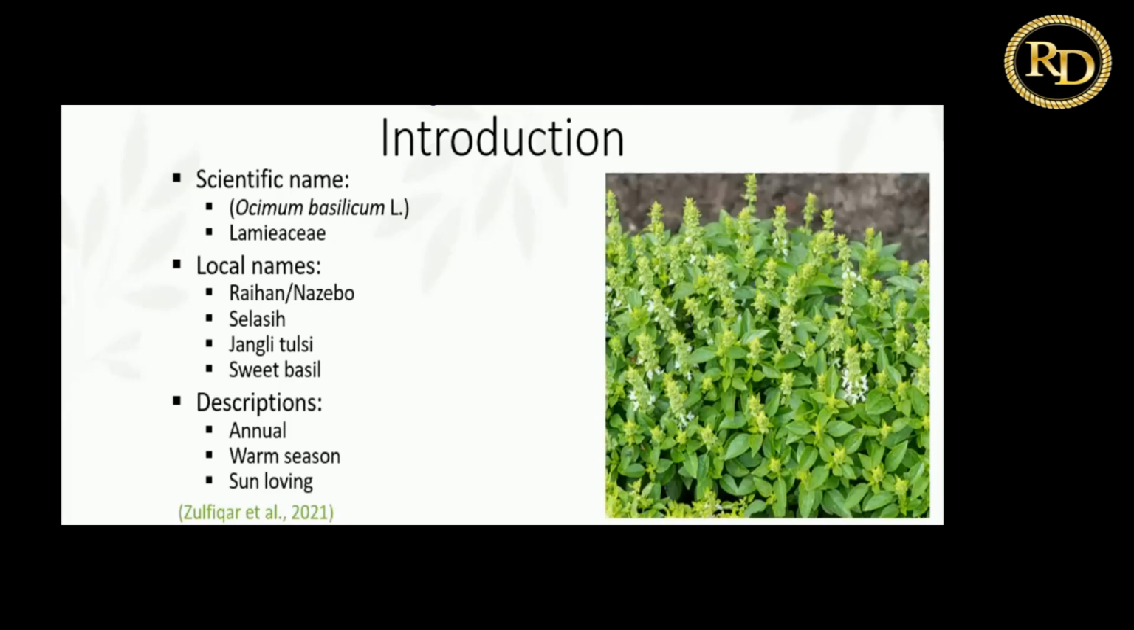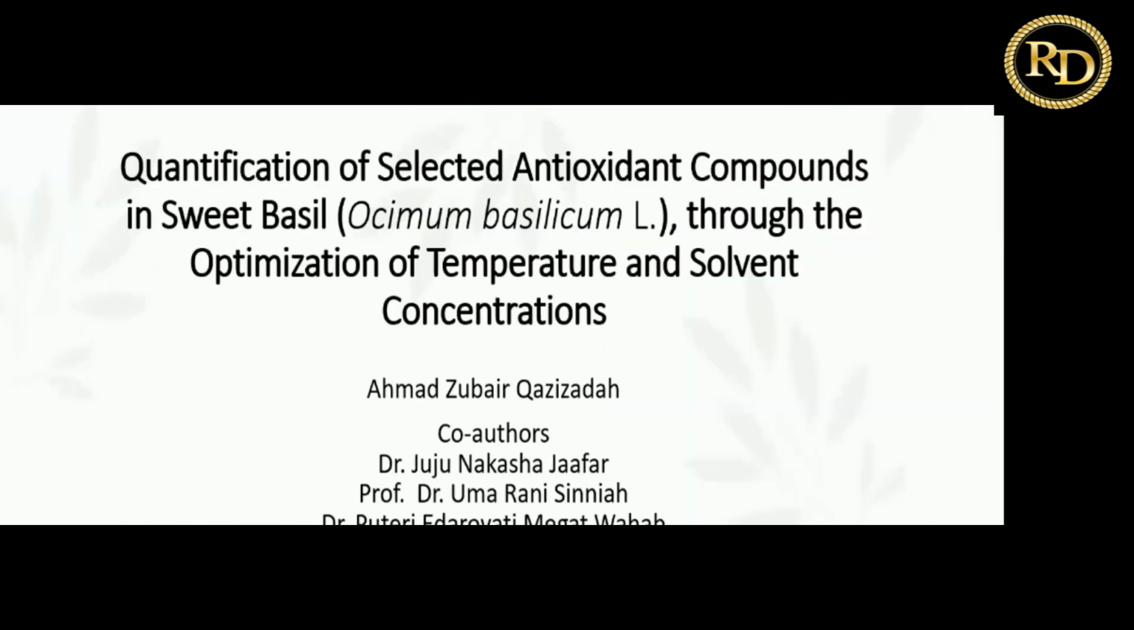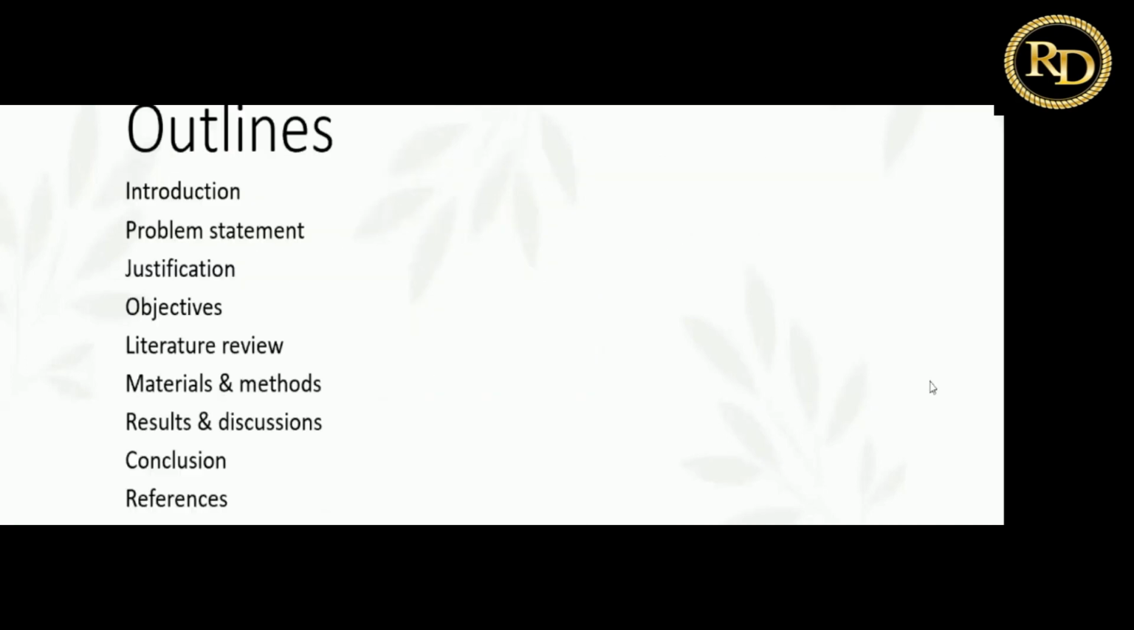The scientific name of this plant is Ocimum basilicum L. It belongs to the Lamiaceae family, and the local name in my language is Raihan, and sometimes it is called Nazebo. In Malaysia, it is called Selasi, and in India, it's called Jangli Tulsi. The English name is sweet basil. This plant is an annual, warm season, sun-loving herb.